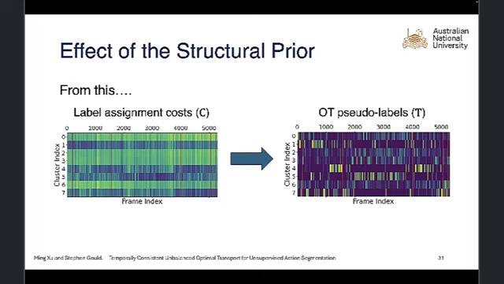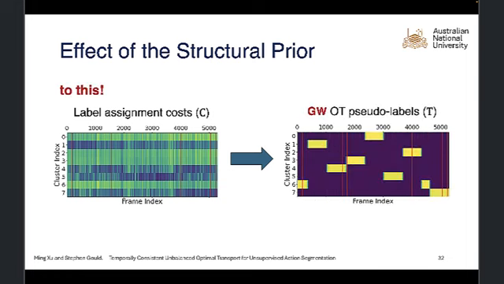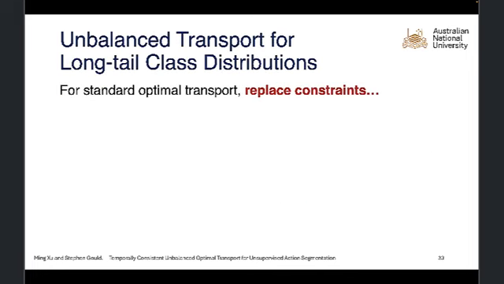So what happens? So we have a label assignment cost. We generate pseudo-labels. This is what we did before using standard optimal transport. When we include Gromov-Wasserstein, it looks like this. And so temporal consistency, definitely, but the labels are still balanced, unfortunately. And so we address this by unbalanced transport.